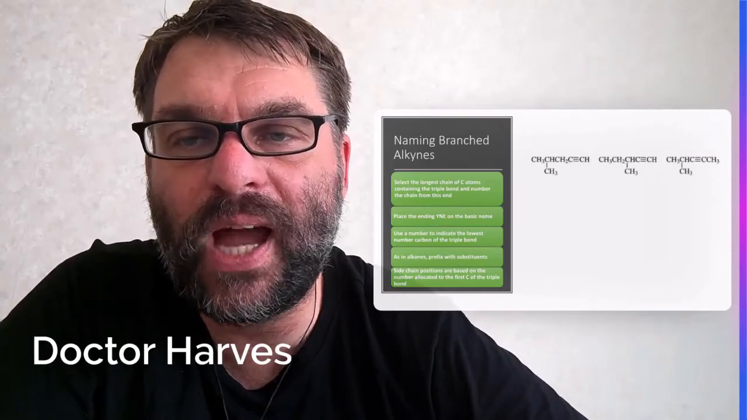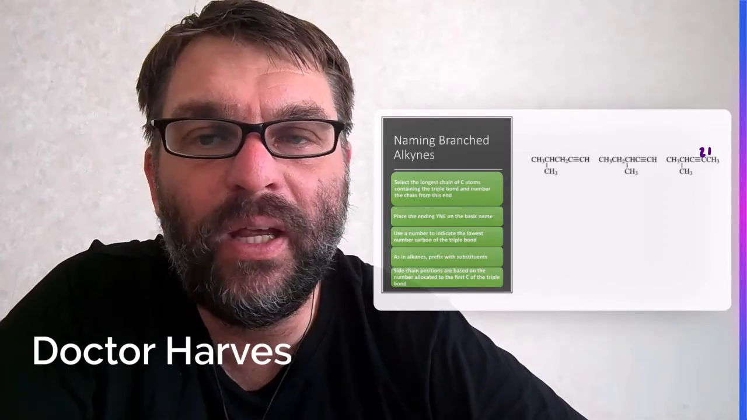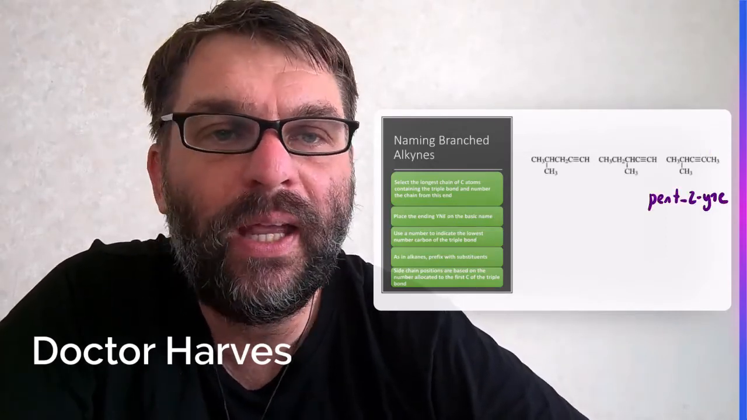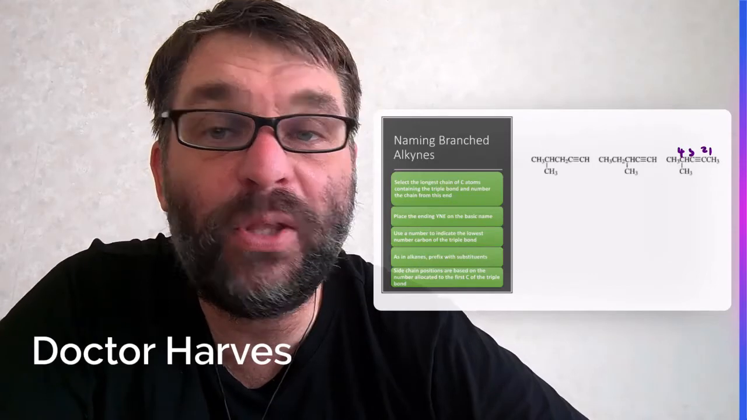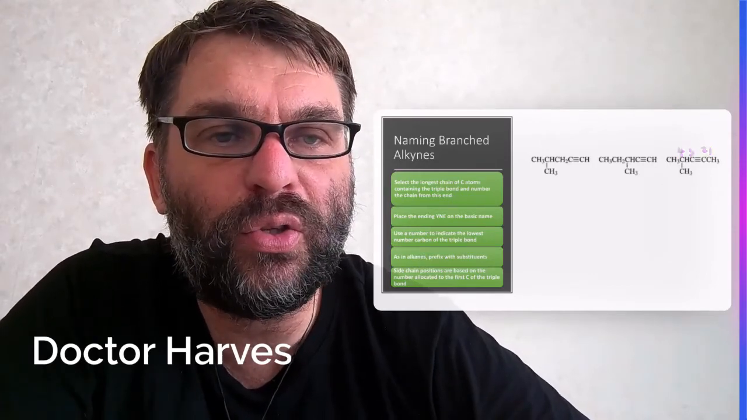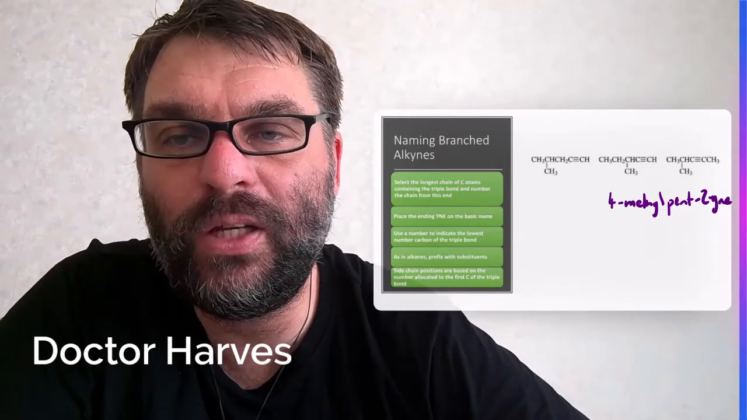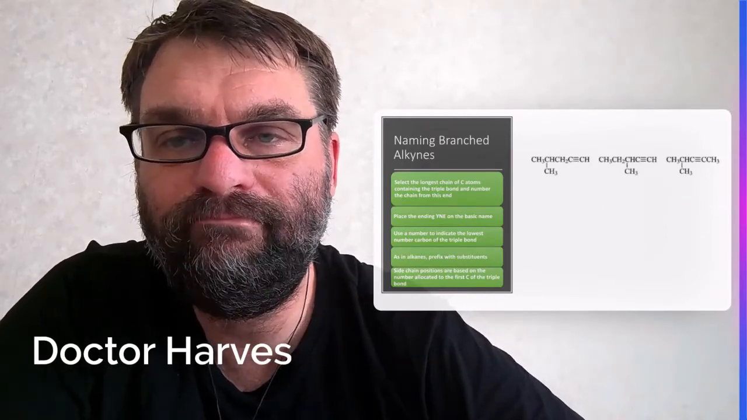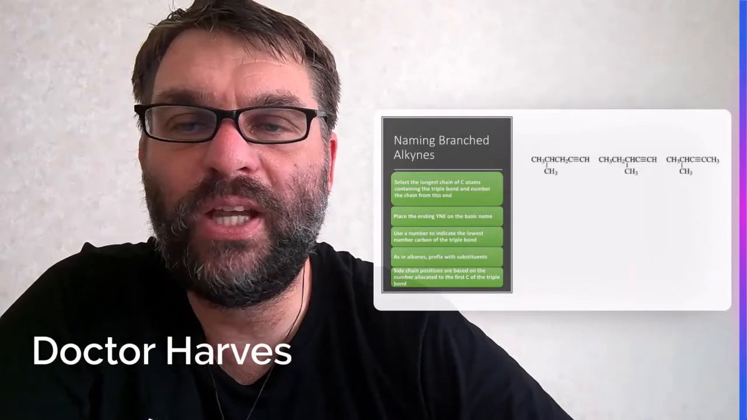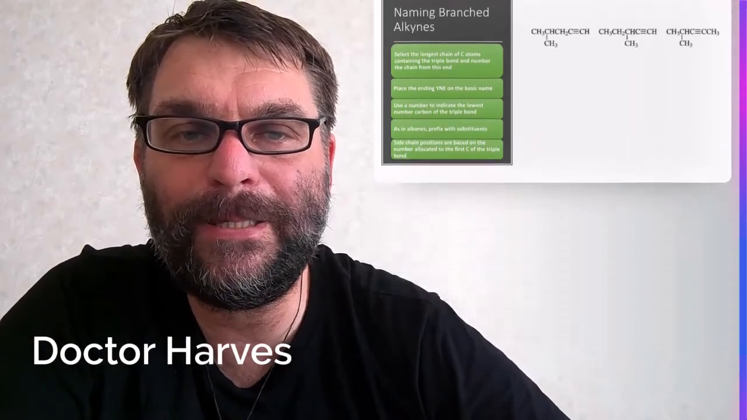instead of being on the first carbon, the triple bond is on the second carbon, so it'll be pent-2-yne. That means that the methyl substituent is going to be on the 1, 2, 3, 4th, so it'll be 4-methylpent-2-yne. Okay, that's how you name alkynes.